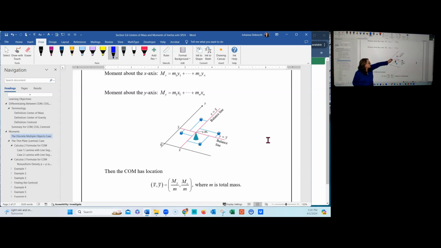Now, this is if we can pretend that each of these little boxes that you see here is uniformly dense, and I can consider all of the mass of the object to be in one location. We call that a point mass.